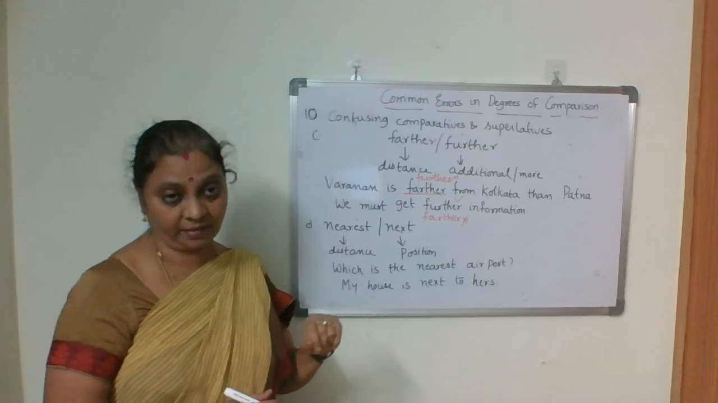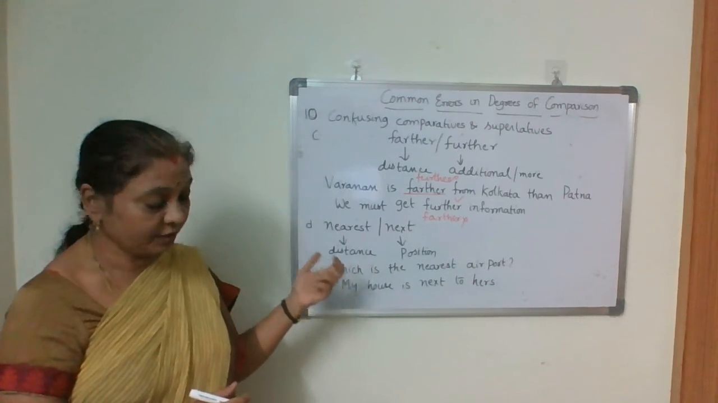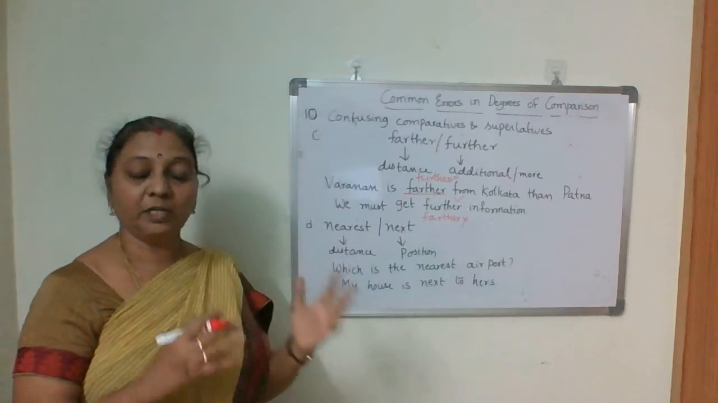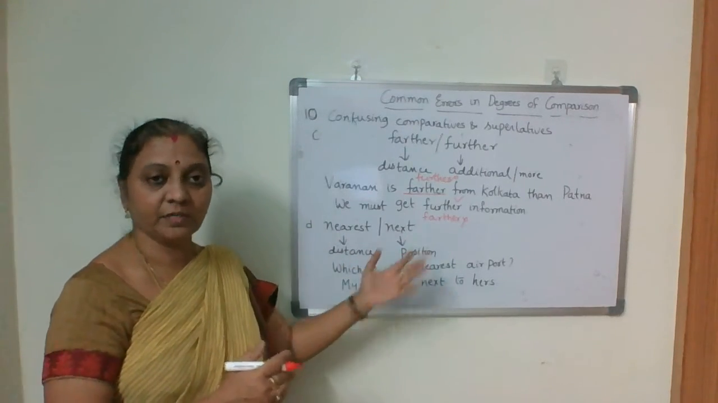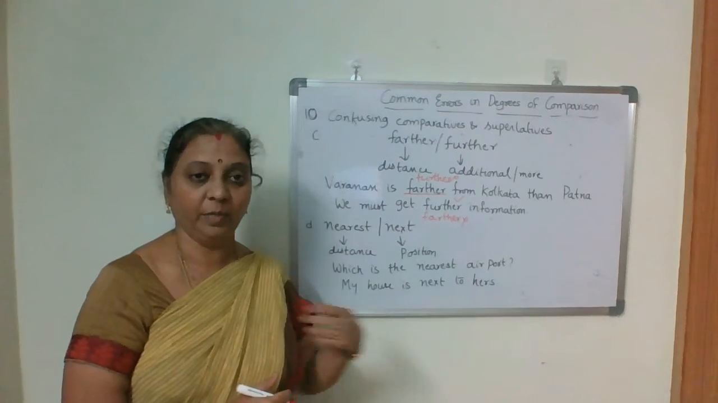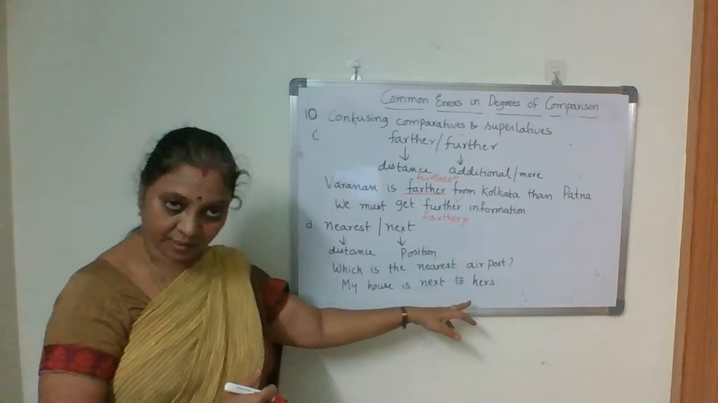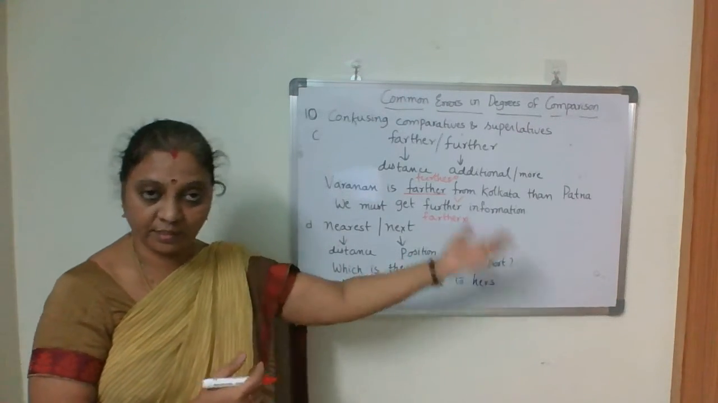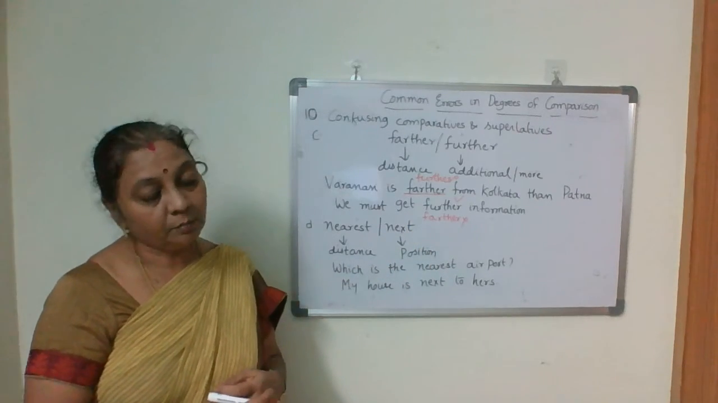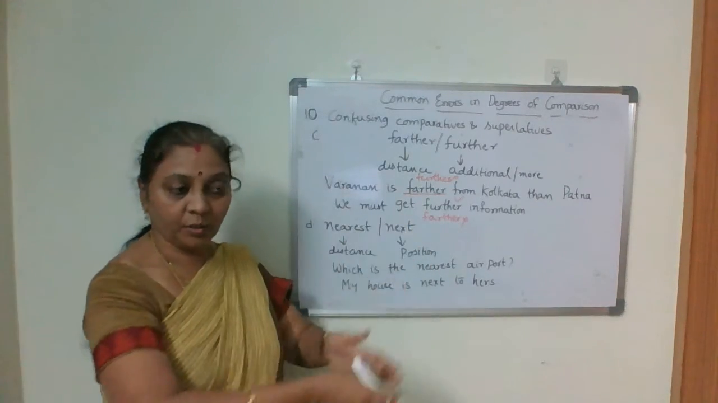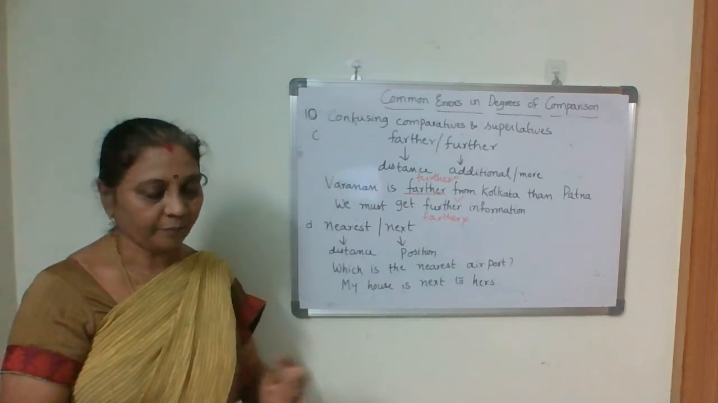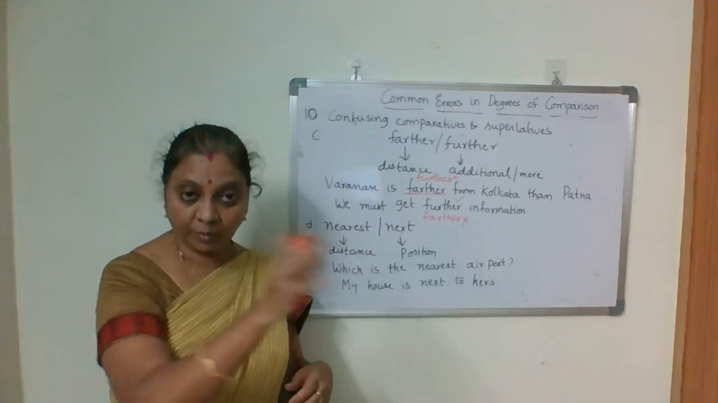Then nearest and next. Another pair of confusing words are nearest and next. Nearest again talks about the distance, and next talks about the position. He sits next to me. His house is next to ours, or my house is next to hers. Next is talking about position. He is next in the queue. If people are standing, he is next to me. Position. Or he is next to occupy the chair.